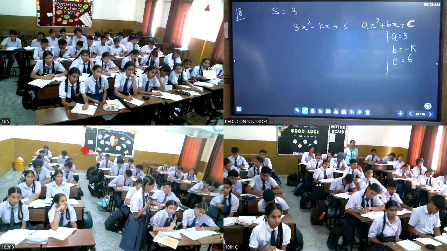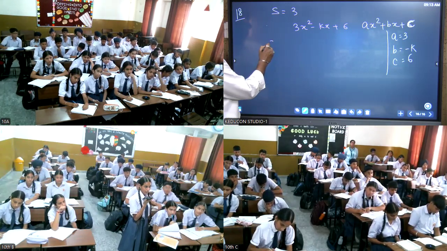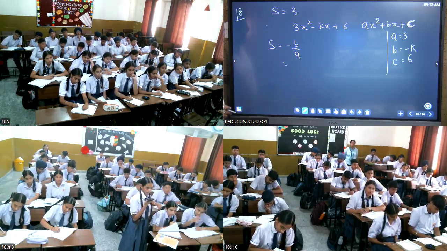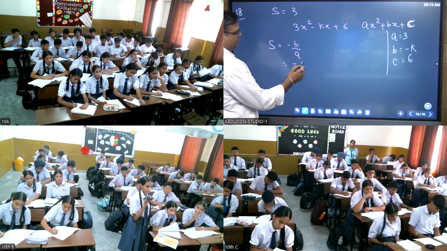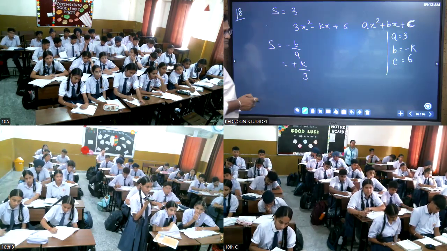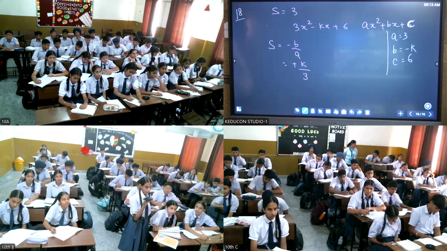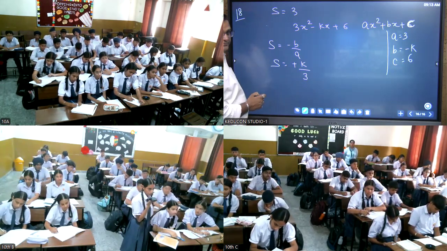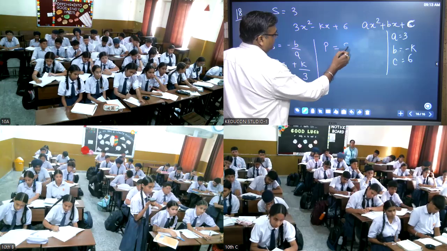Now, sum of zeros is equal to minus b upon a. Sir, it is minus of minus k upon 3, so minus k becomes plus k. It will just be k upon 3. So the value of b is equal to minus k, good. And then sir, product of zeros is c upon a. Okay, product of zeros is c upon a.